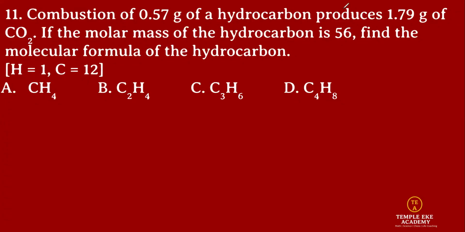Combustion of 0.57 gram of a hydrocarbon produces 1.79 gram of carbon dioxide. If the molar mass of the hydrocarbon is 56, we're given the molar mass, find the molecular formula. This time around, this is the molecular formula.